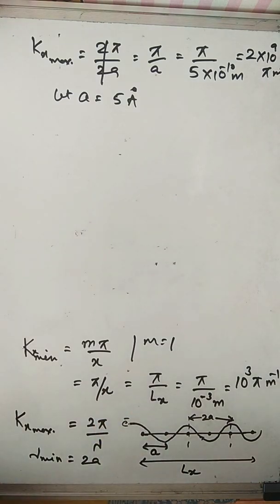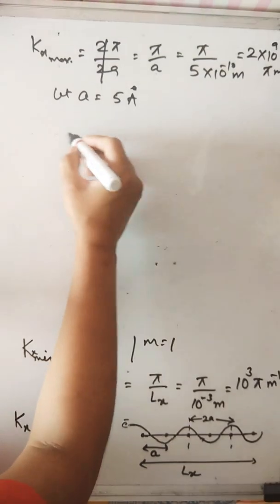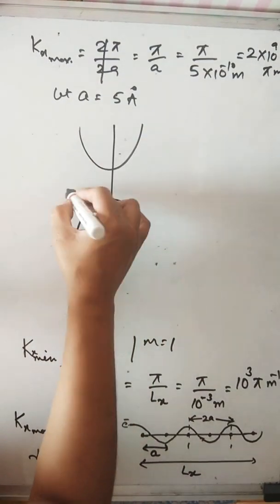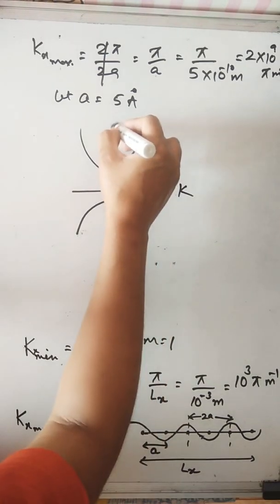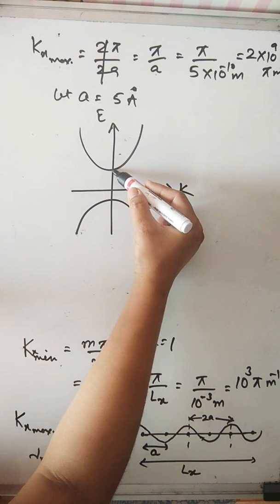Now what does it tell? It tells that suppose this is your k space. You are very familiar with this E-k diagram. This is k, this is E. So what we are saying is, this is the minimum value.